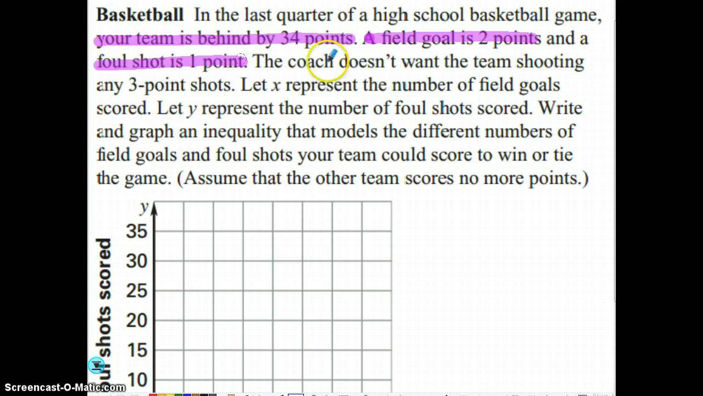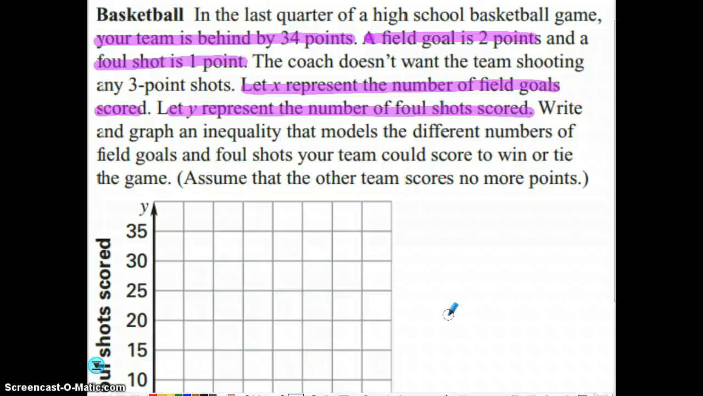Yeah, the fact that he doesn't want you shooting any more 3-point field goals tells us that we're not going to have anything that goes up by 3. So just 1 and 2. What else do we need to know from this paragraph? Yes, X represents the number of field goals scored. And Y represents the number of foul shots scored. Looks good to me. Does anybody else think there's anything they can pull from that paragraph?